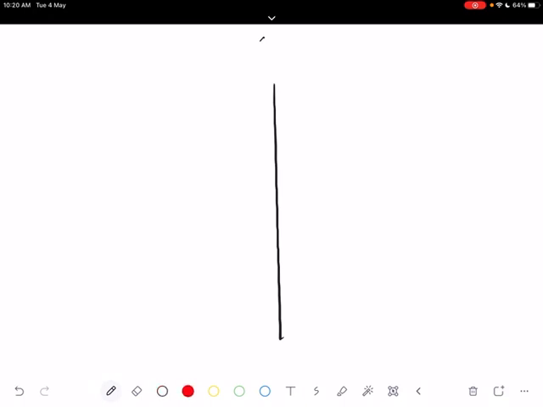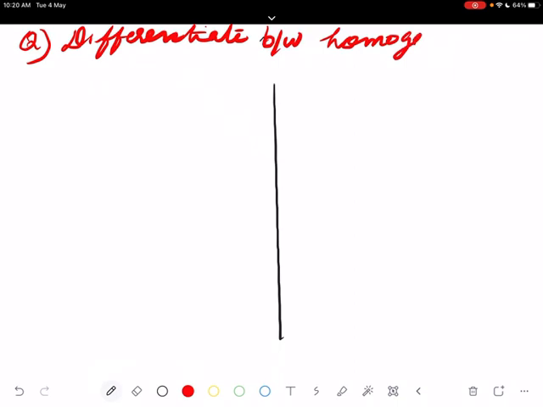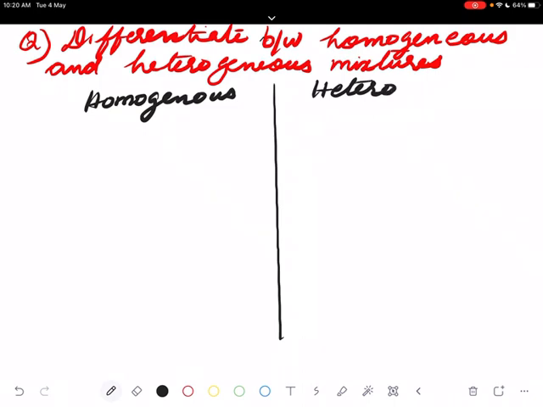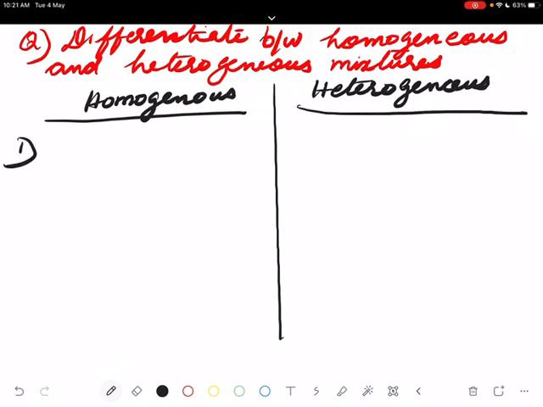Question: differentiate between homogeneous and heterogeneous mixtures. Here, homogeneous and heterogeneous. Number one, uniform composition. You can write in sentences: uniform composition on this side, no uniform composition on that side.